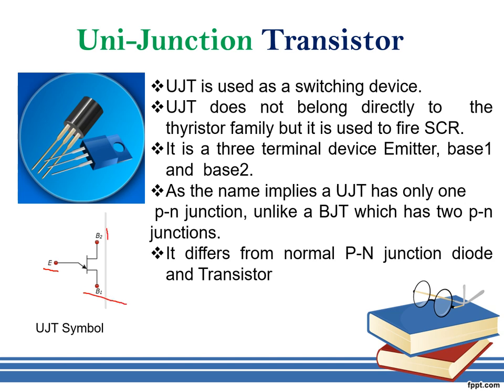As the name implies, a UJT has only one PN junction. Uni means one. So it has only one PN junction, whereas BJT, bipolar junction transistor, the name itself says bipolar junction, has two PN junctions. It differs from normal PN junction diode, which has only two terminals, whereas unijunction transistor has three terminals. It differs from transistor also. Transistor has the ability to amplify the weak signal, whereas unijunction transistor can't amplify a weak signal.